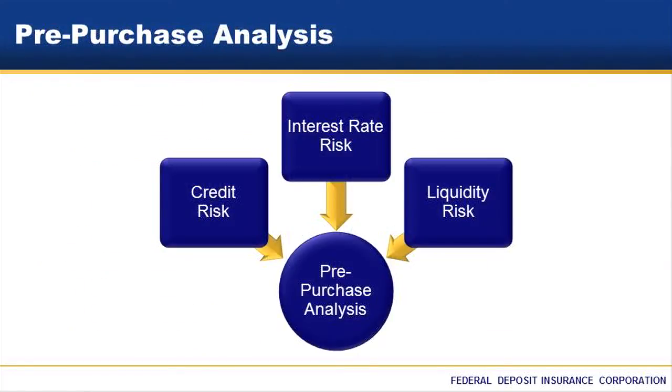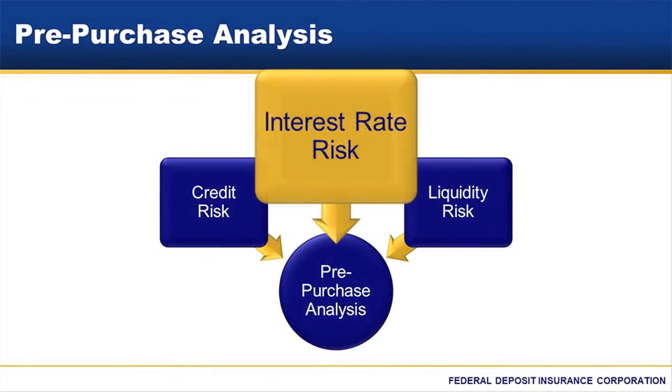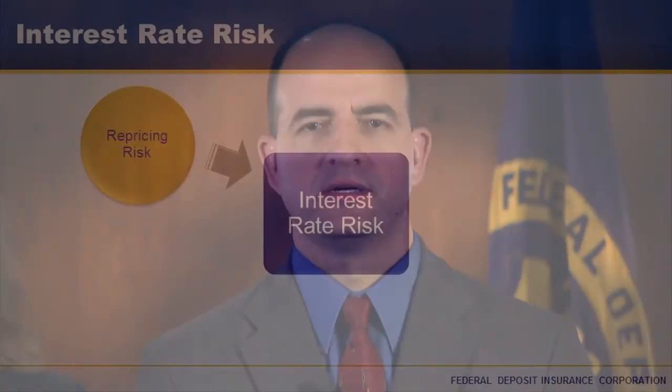Next, we will discuss interest rate and liquidity risks as part of a bank's pre-purchase analysis, focusing first on interest rate risk. All bond prices are influenced by interest rate changes, but the level of interest rate risk can vary depending on the security. Pre-purchase analysis should consider how the bond's individual interest rate risk profile impacts the bank's overall position. Understanding the various features of a bond is key to evaluating the instrument's interest rate risk.